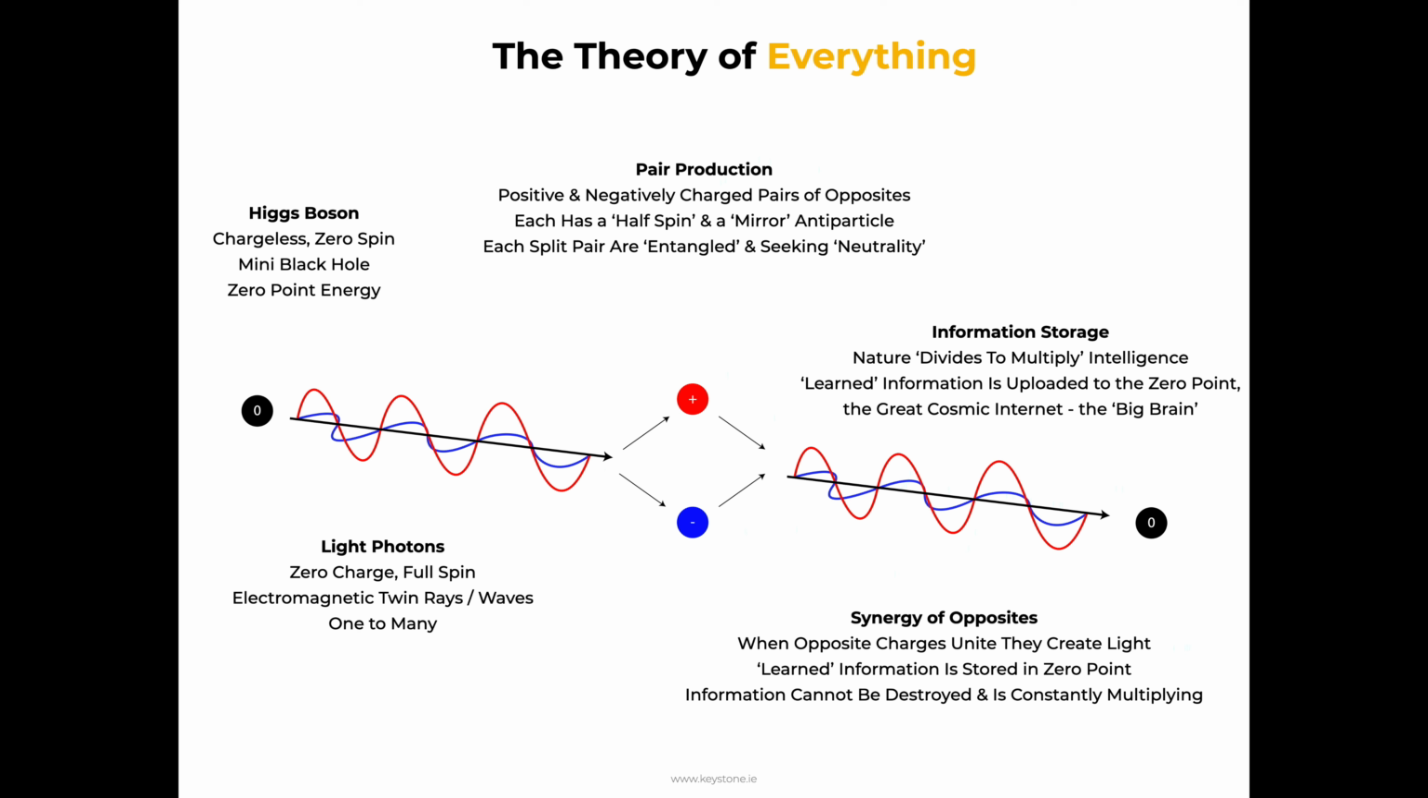Now, synergy means the sum is greater than the parts. So when opposites unite, they create light, and new information has been learned. So learned information is stored in the 0 point. Information cannot be destroyed and is constantly multiplying. Nature divides to multiply intelligence.